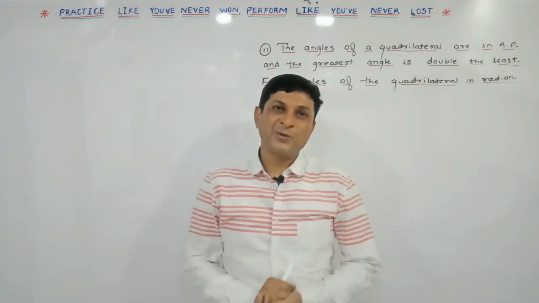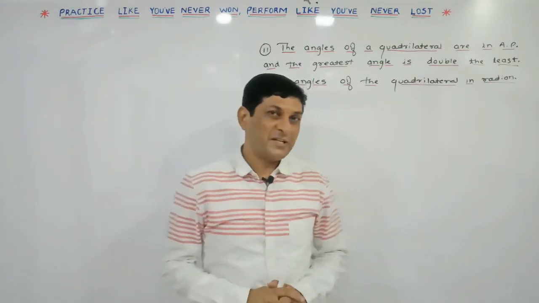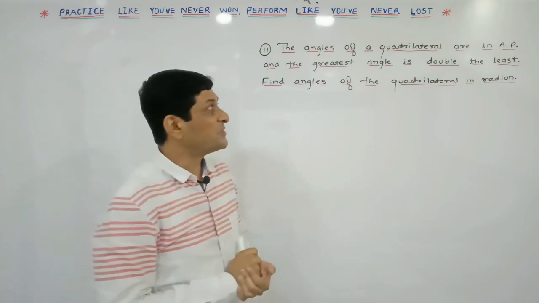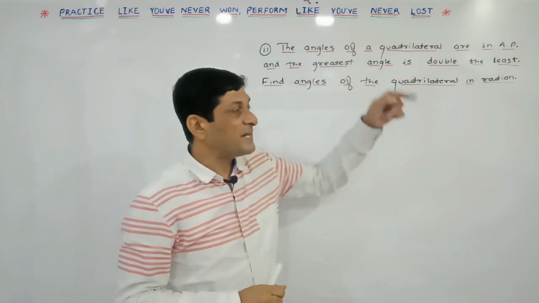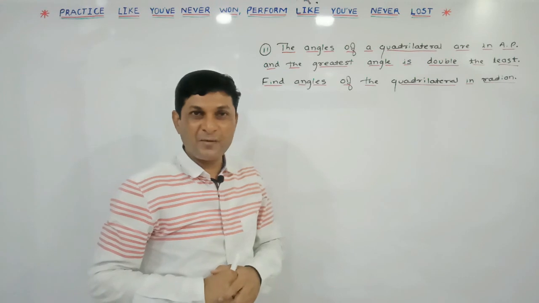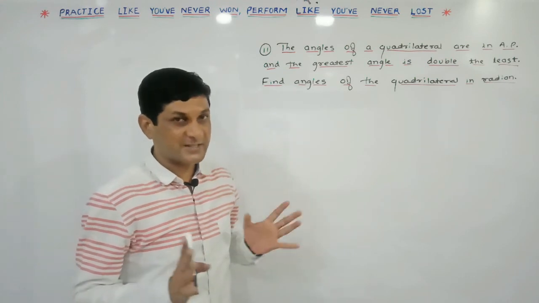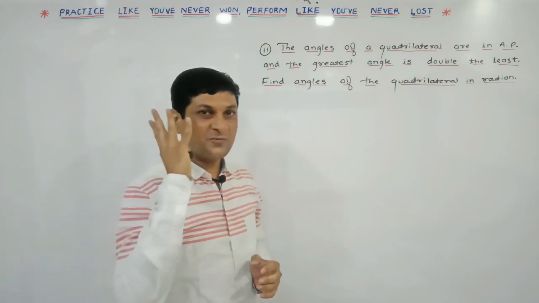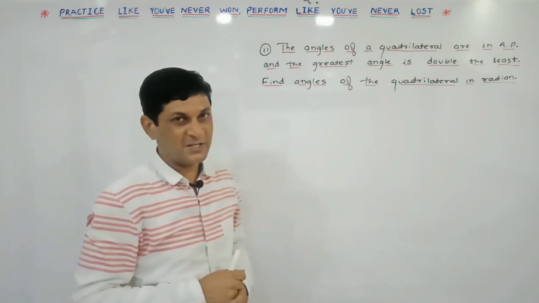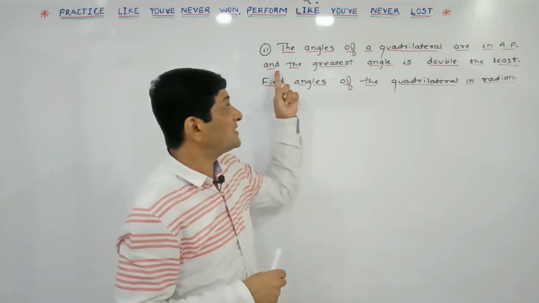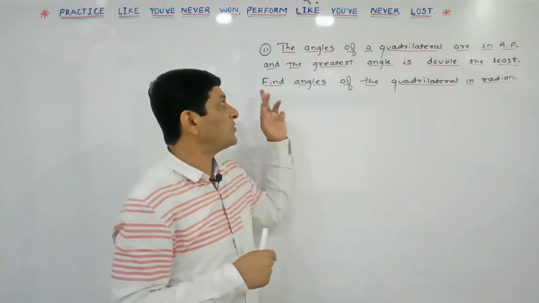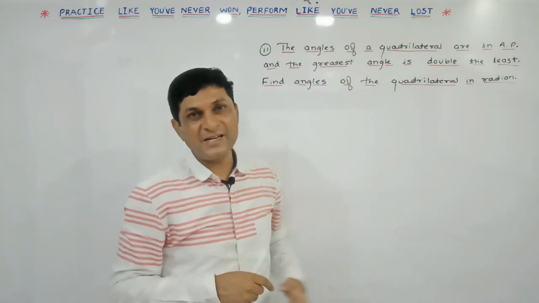Now let us try to solve the last example from this chapter. So example number 11. Observe the condition in the example. It is given to us that the angles of a quadrilateral are in AP. AP means what? Arithmetic progression. Already you have studied arithmetic progression in detail in 10th standard. In a quadrilateral 4 angles are there, and these 4 angles are in arithmetic progression. This is the first condition. And the second condition is the greatest angle is double the least. Using all these conditions, we have to find the angles of the quadrilateral in radian.